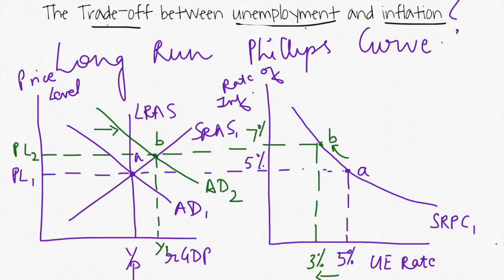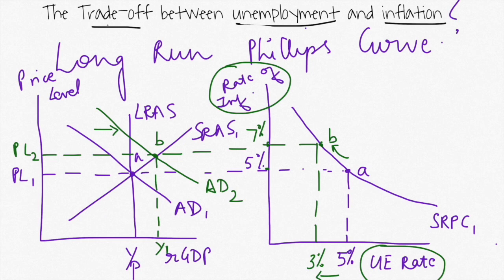Let's say the inflation rate is now 7%. So from 5% it has increased to 7%, okay? Because this is the rate of inflation on the y-axis and the unemployment rate on the x-axis, right? All right, so now we have shown that this is what's happening. This is the short run because of the higher price level and there's a lower unemployment rate.